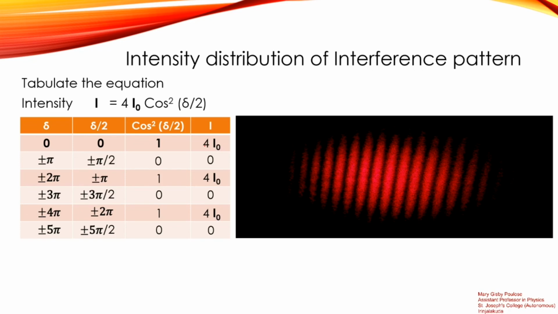Okay, so we have succeeded in mathematically representing a natural phenomenon. The expression I is equal to 4 I naught cos square delta by 2 can successfully explain interference of light due to two light waves.